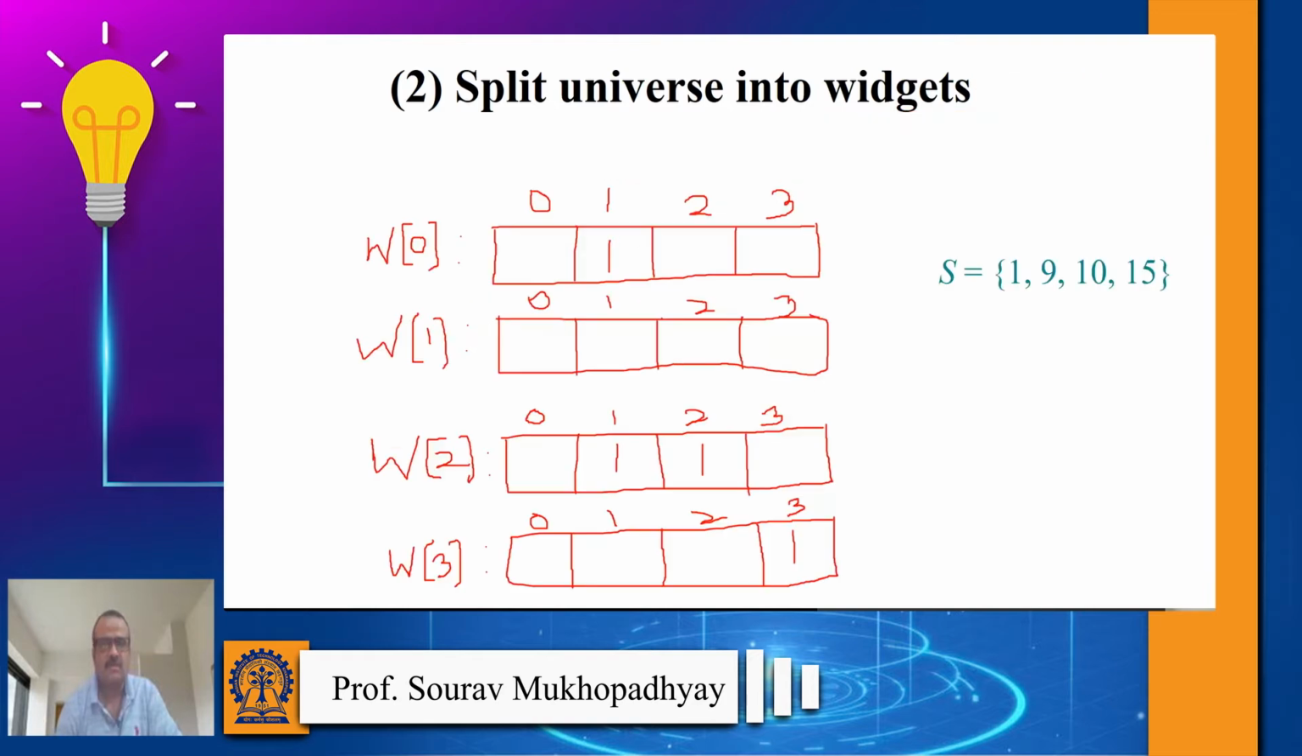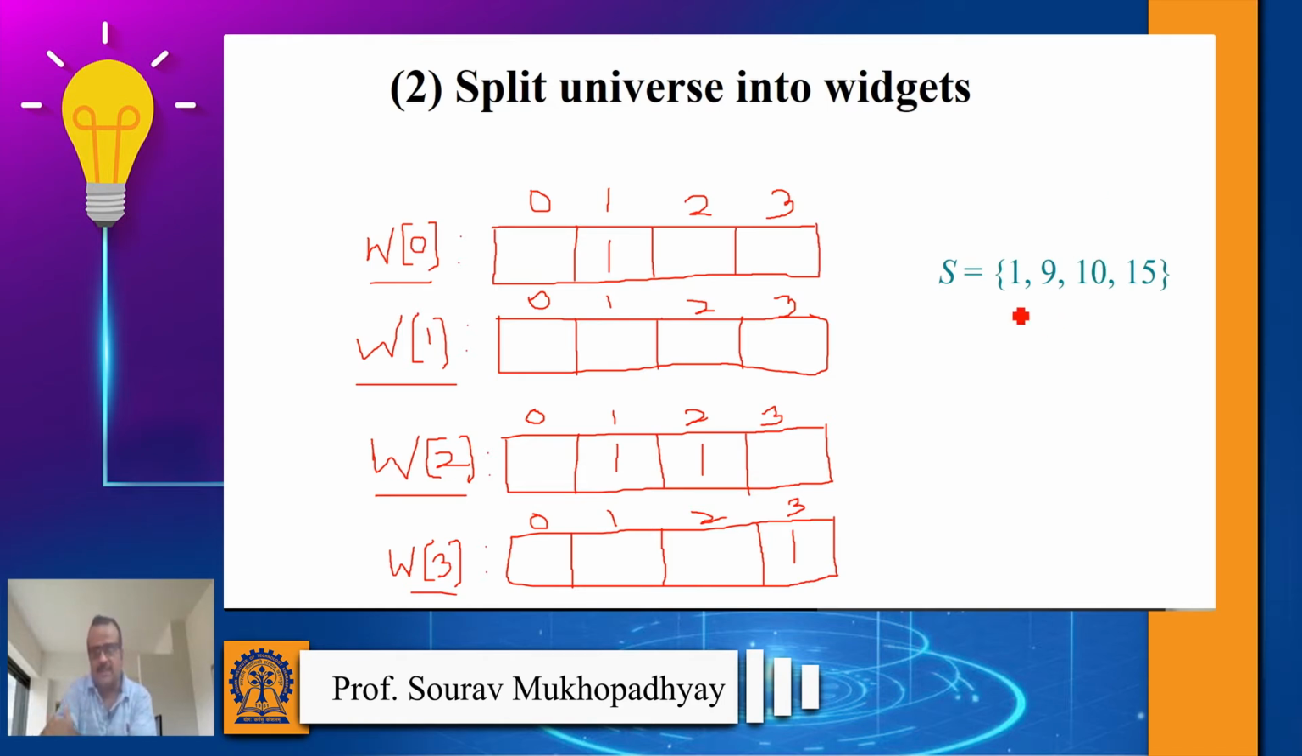Okay. So now if we want to make it in 2D form, this is the first subarray W0. This is the next subarray, and the next, and the next. In each subarray we have root u elements. The size of each subarray is root u. So here u is 16, so it is 4.